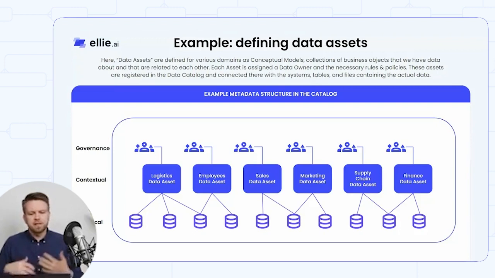So a data catalog organized this way would probably display these contextual metadata elements, these data assets, at the very beginning when you enter the catalog. And from there, you could navigate to governance aspects and physical aspects of that data.